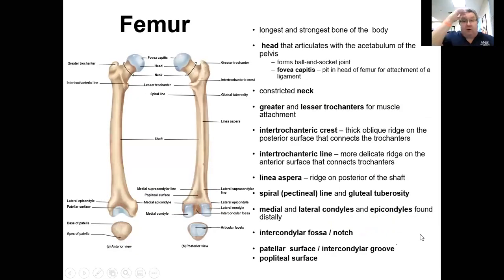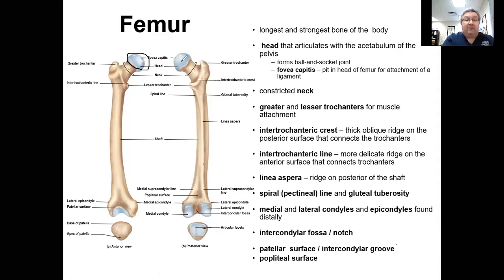All right, the femur. Femur is the longest and strongest bone in the body. The femur has the head of the femur. The head of the femur articulates with the acetabulum of the hip bone. Here is the head of the femur.